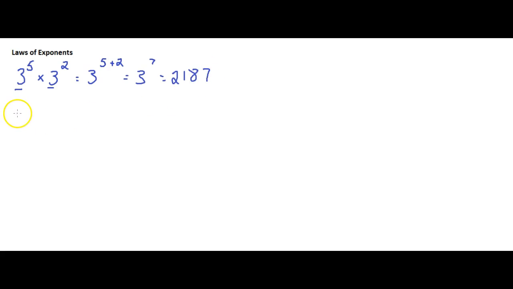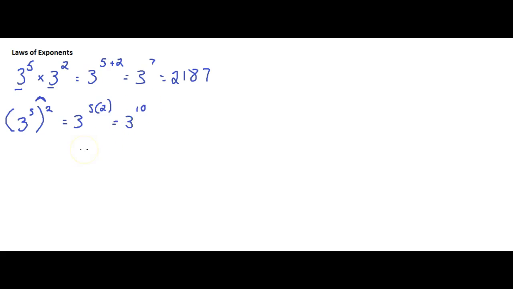Also, you saw something where if I took my same one, maybe 3 to the 5, and raised that whole thing to the power of 2, this is a power law for exponents, and the shortcut is to multiply these two exponents together, where that becomes 3 to the 5 times 2, which is 3 to the 10.